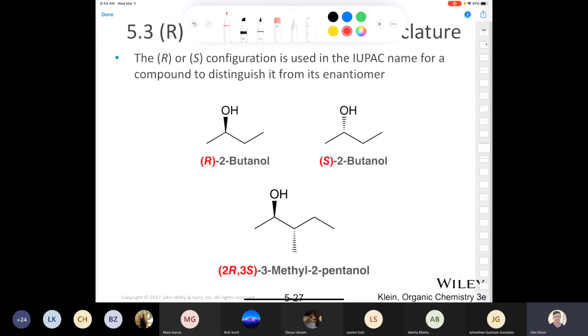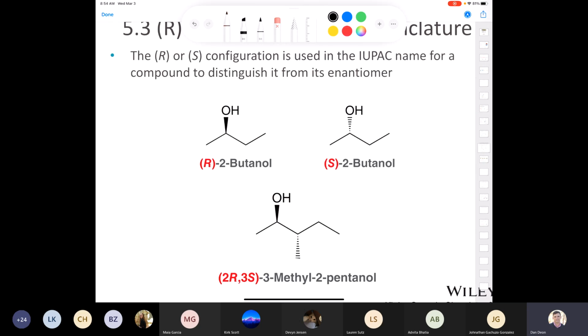The R/S configuration is used in IUPAC nomenclature to distinguish enantiomers. So let's say you have these two butanols. One is R, one is S, right? And you're going to get so fast at this when you practice this.